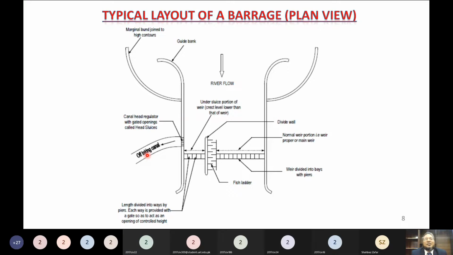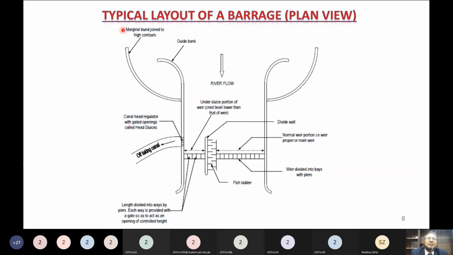Okay. And this guide bank is the left guide bank or right guide bank? The right guide bank, and this is the left guide bank. And this structure where we provide the gates to regulate the flow to the canal is known as the head regulator of the main canal. And these are the marginal bunds.